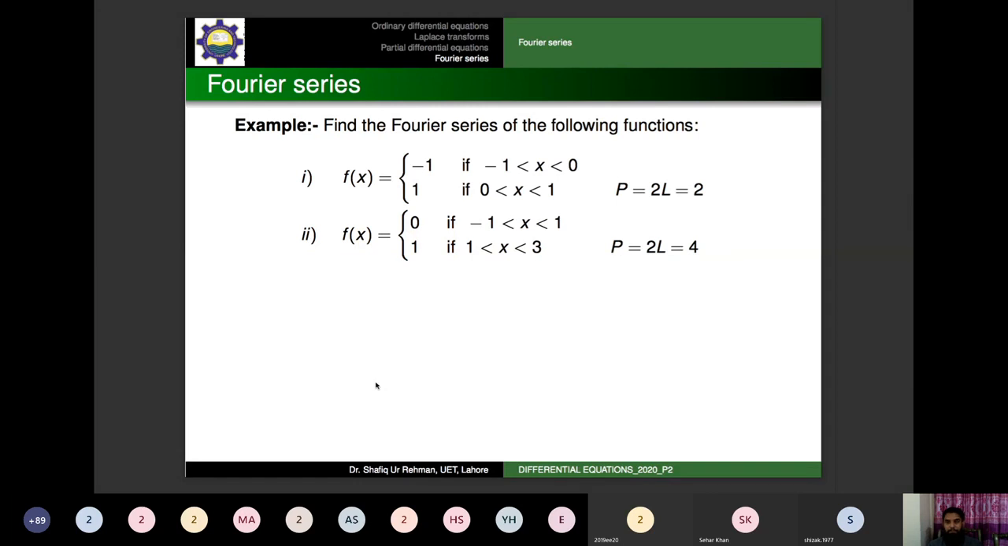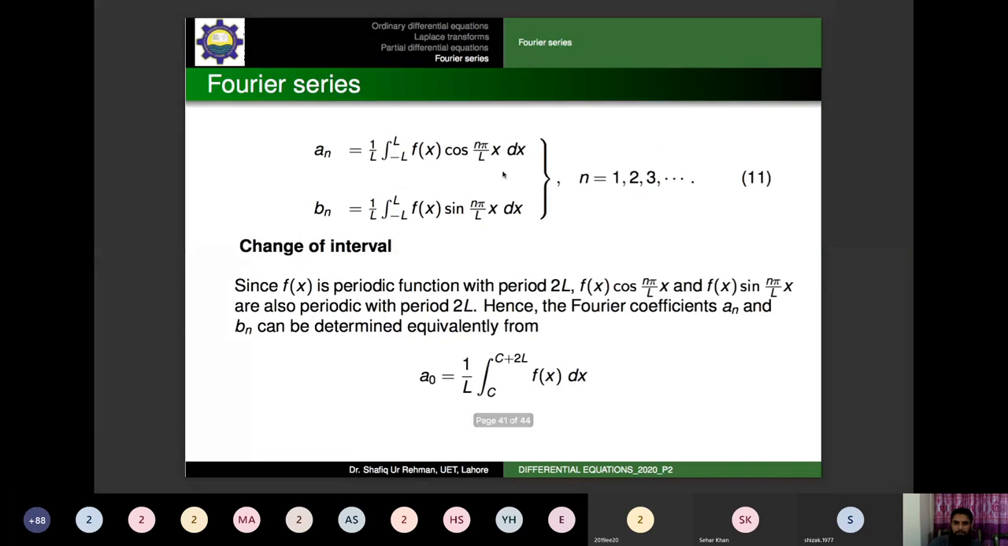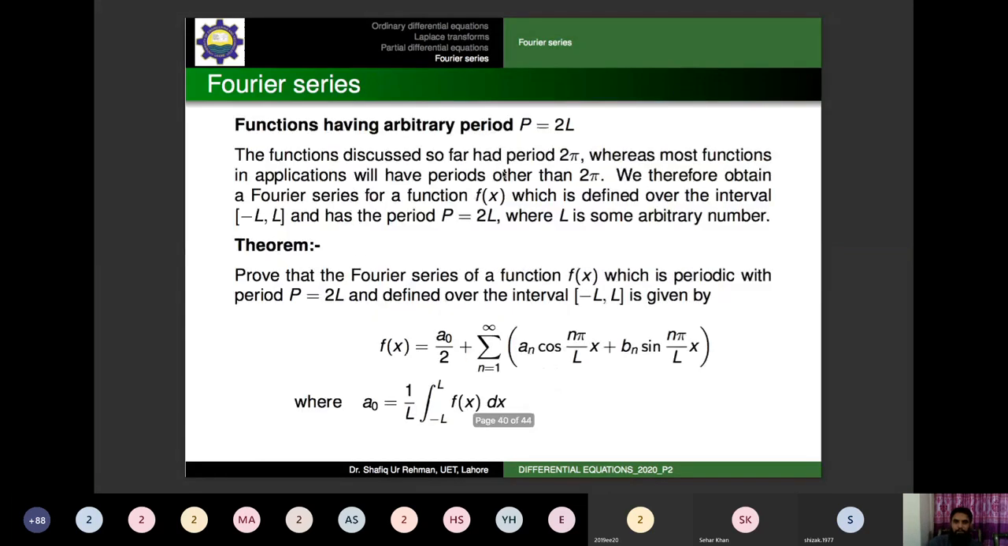As an example, find the Fourier series of the following functions. Again, piecewise functions are there. In the first example, the function is minus 1 over the interval from minus 1 to 0, and from 0 to 1 it is equal to 1. It has two pieces, minus 1 and 1. What is the length of the interval? 1 minus minus 1 is equal to 2, and we know the standard form of the period is 2L. P is equal to 2L.